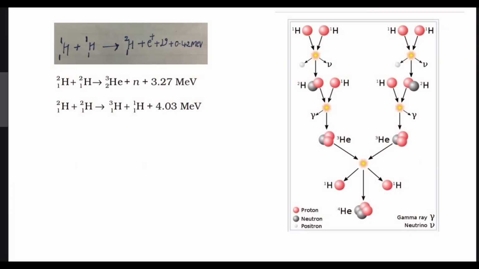Now let's see nuclear fusion energy generation in stars. Look at the reactions. 1H1 plus 1H1 gives 1H2 plus e+ plus neutrino plus 0.42 MeV, where e+ is a positron. So in the first reaction, two protons combine to form a deuteron. In the second reaction, two deuterons combine to form a light isotope of helium. And in the third reaction, two deuterons combine to form a triton and a proton.